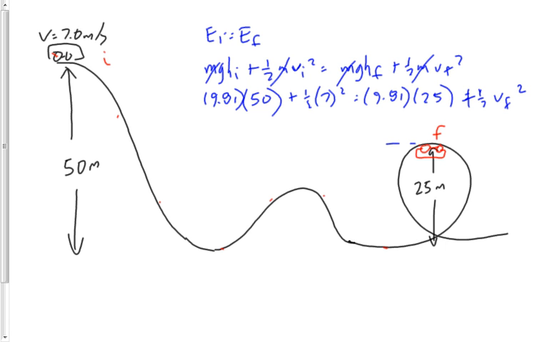Now it looks a little ugly here. Let's do this here. 9.81 times 50 is 490.5. 7 squared is 49 times a half is 24.5. 25 times 9.81 is, help me out with that one, 245.25. 490.5 plus 24.5 gives me 515.